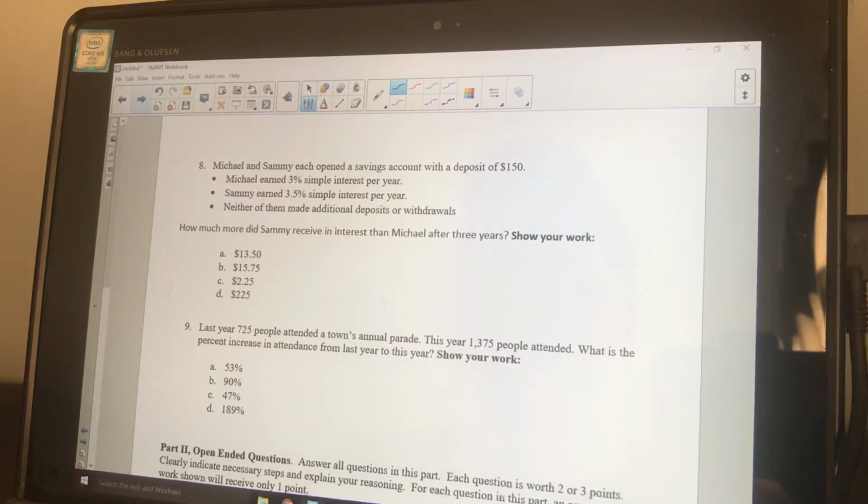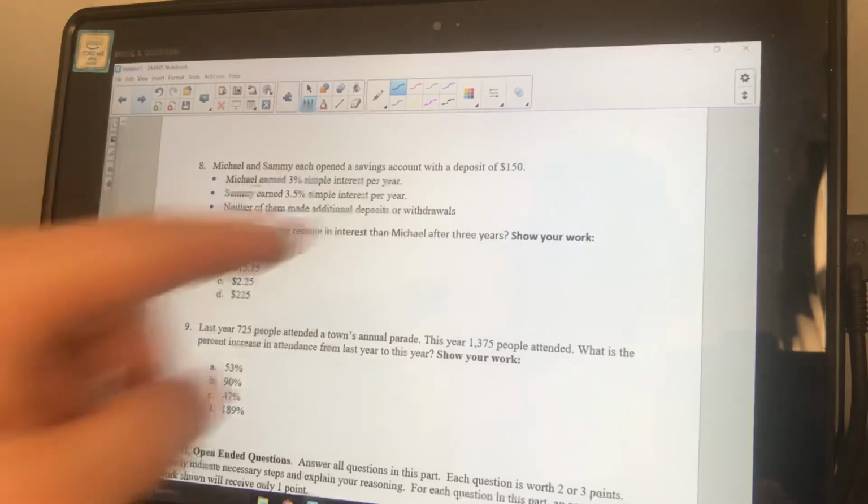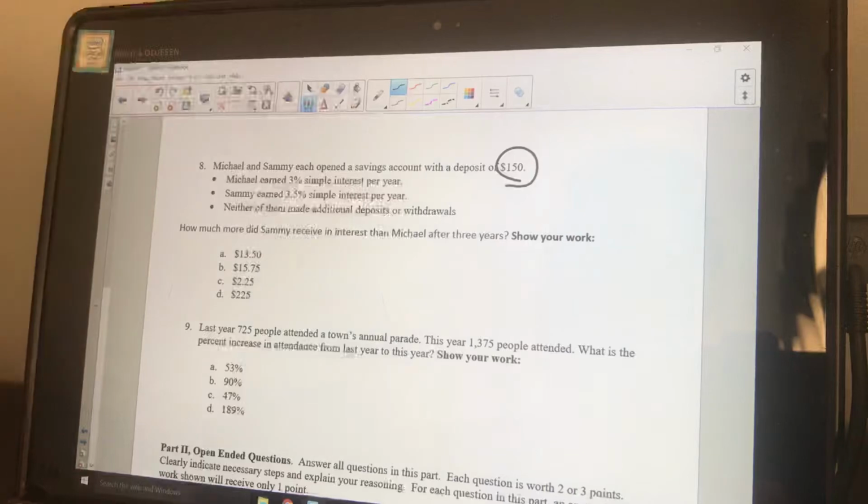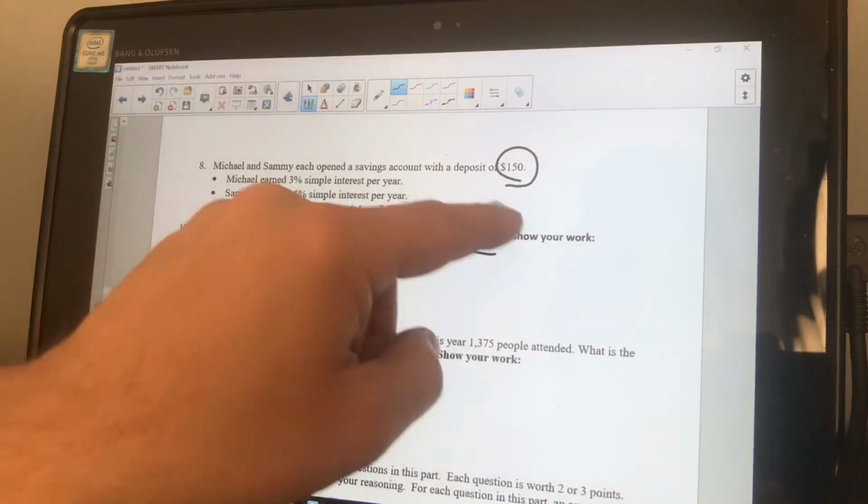Michael and Sammy each opened a savings account with a deposit of $150. So currently they both have $150. Michael earned 3% simple interest per year, and Sammy earned 3.5% simple interest per year. Neither of them made any deposits or withdrawals. How much more money did Sammy receive in interest than Michael after the 3 years?